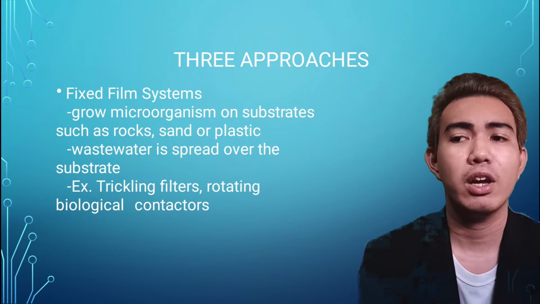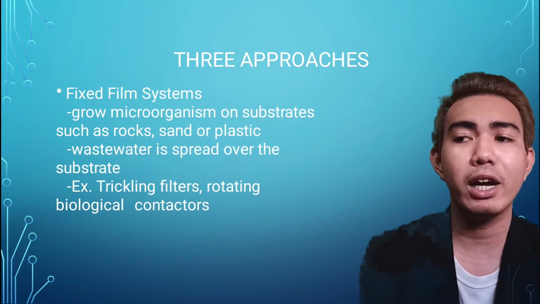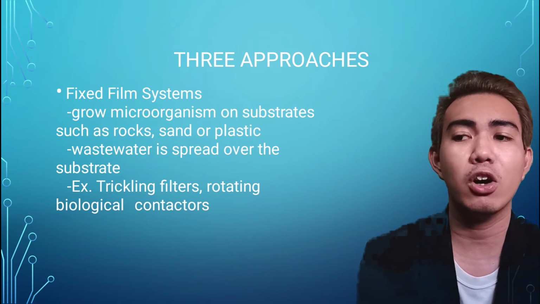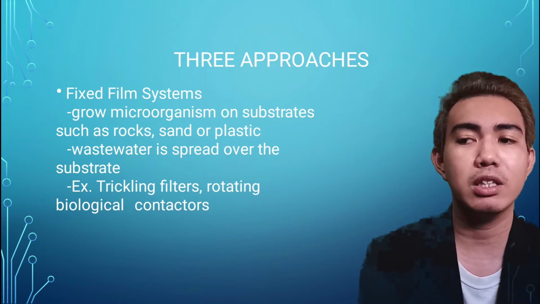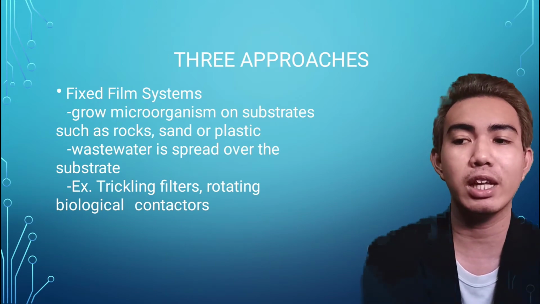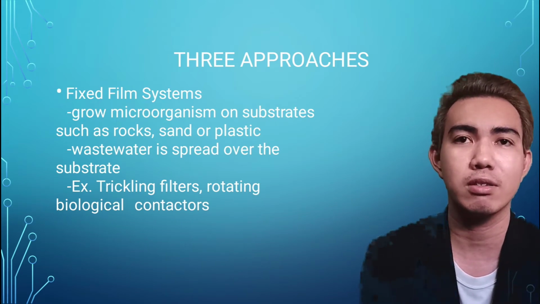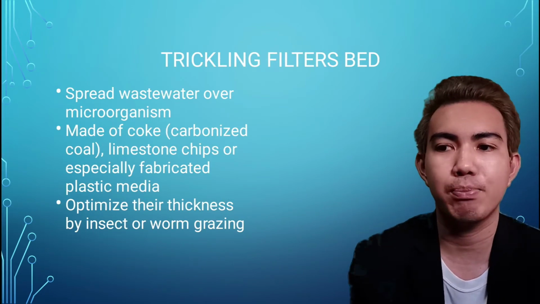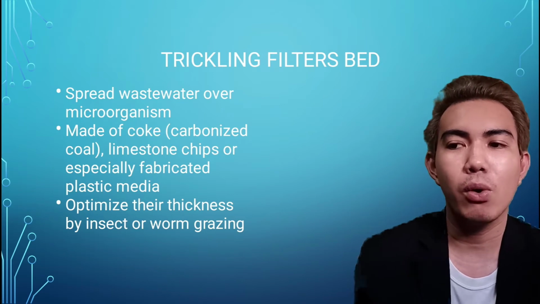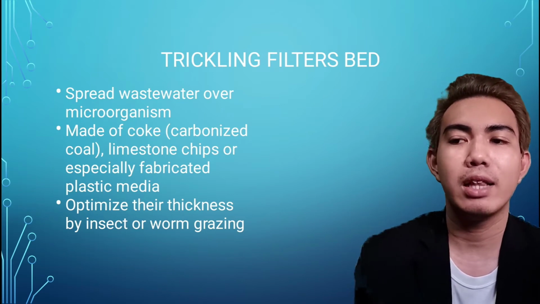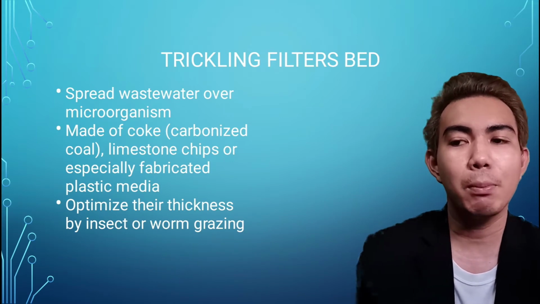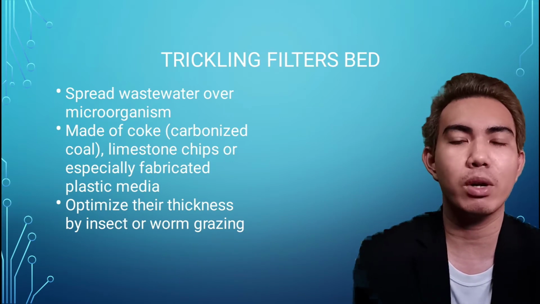Three approaches. Fixed film system. Grow microorganisms on substrates such as rocks, sand, or plastic. Wastewater is spread over the substrates. Examples: trickling filters, rotating biological contactors. Trickling filter beds spread water over microorganisms. Made of coke, carbonized coal, limestone chips, or specially fabricated plastic media. Their thickness is optimized by insect or worm grazing.